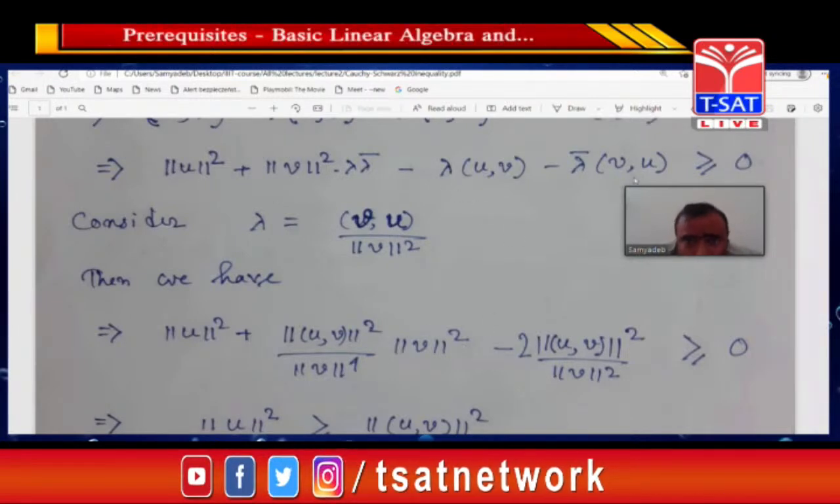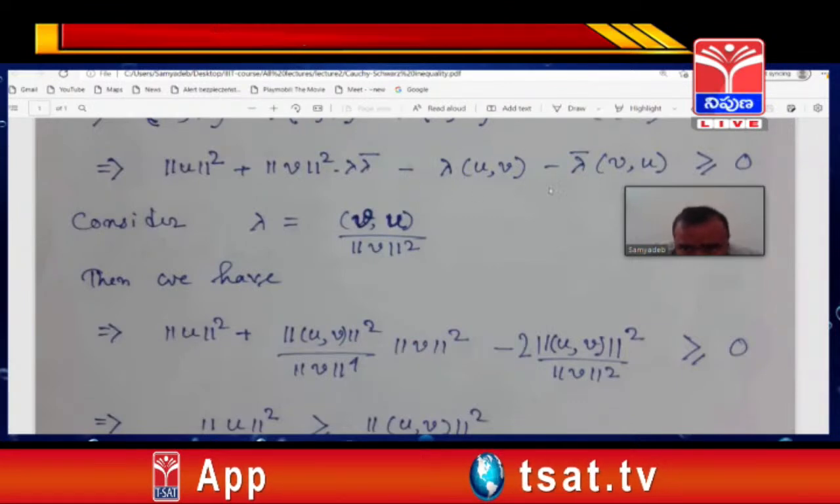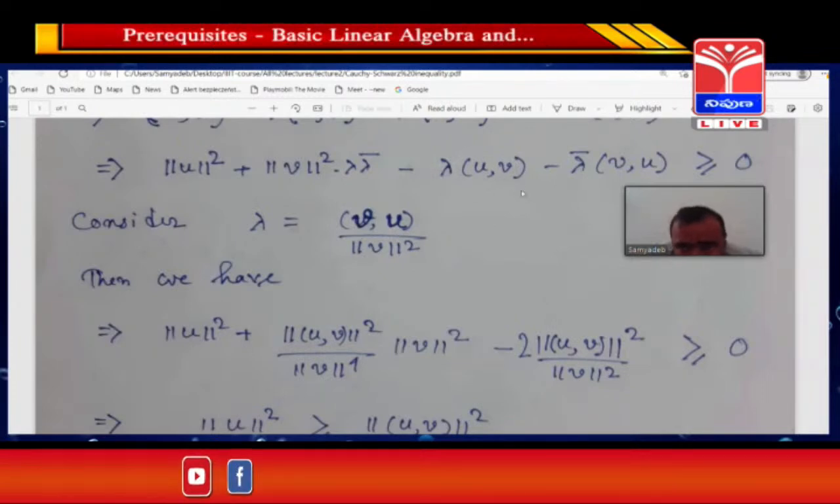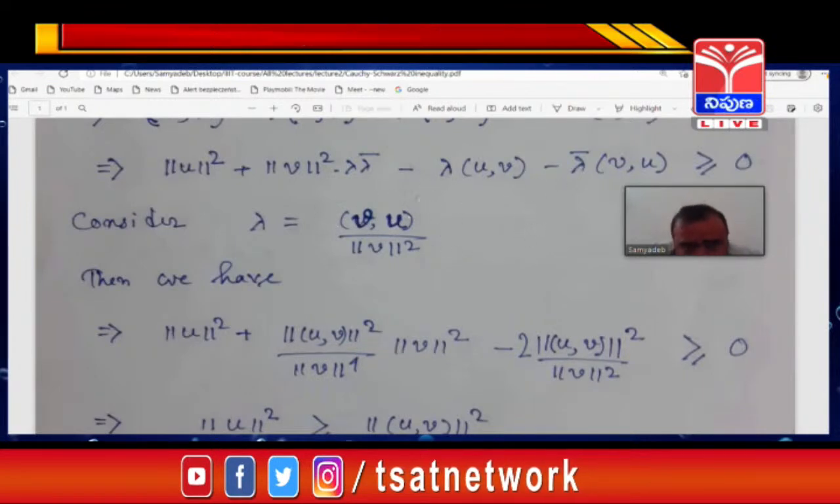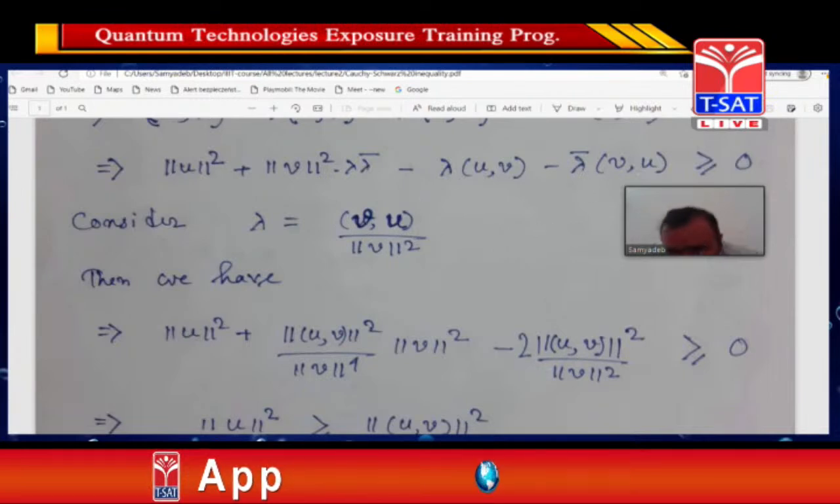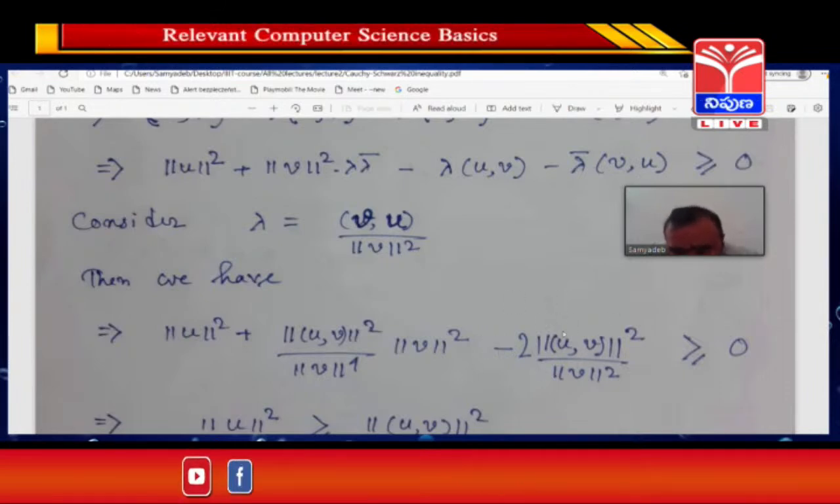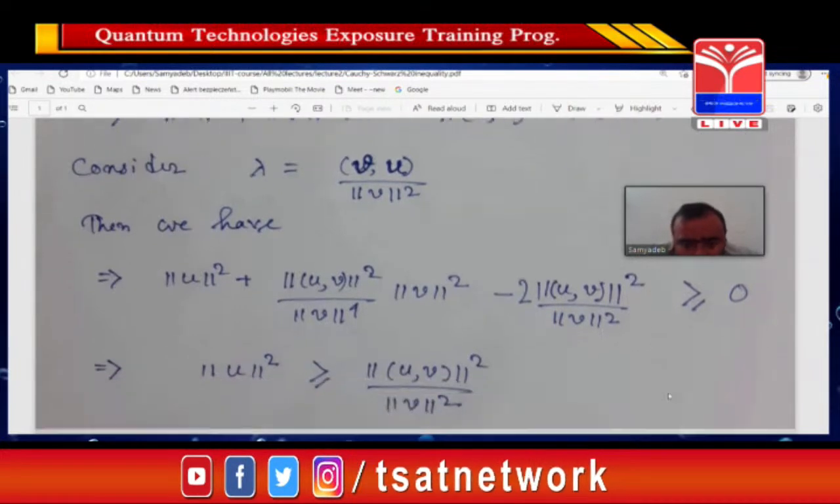And for the third and fourth terms, you see lambda is multiplied with the inner product uv. So the denominator is the same for both, that is mod of v square. The numerator, lambda into uv, is what? Inner product of vu into inner product of uv. So that gives mod of inner product of uv square. Similarly, the same thing for the last term also. So this third and fourth term gives you twice of mod of inner product uv square, by magnitude of v square.